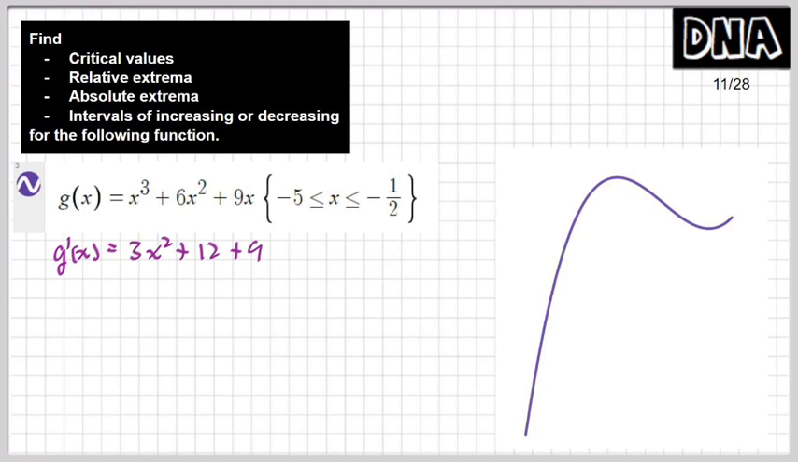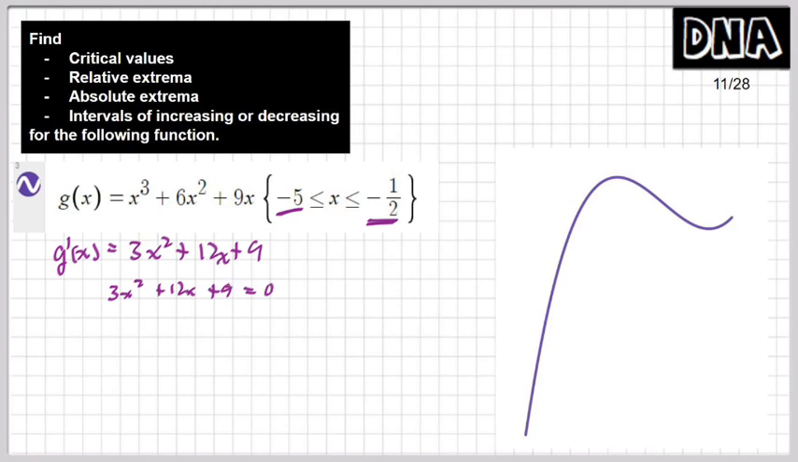12x. Almost forgot the x. Now this function is given boundaries, endpoints, but we're going to deal with those in a minute. We don't need that yet. So we're going to take this and set it equal to 0. So 3x squared plus 12x plus 9 equals 0.